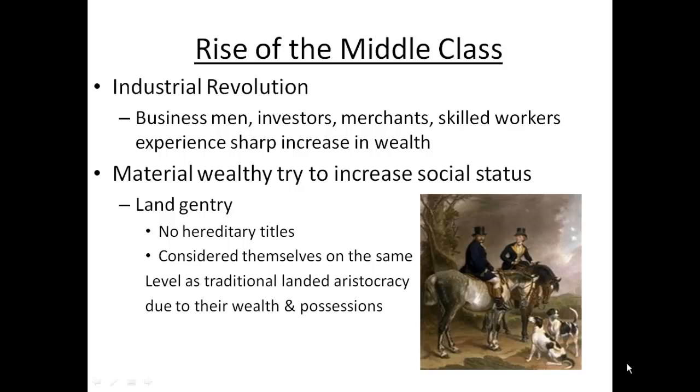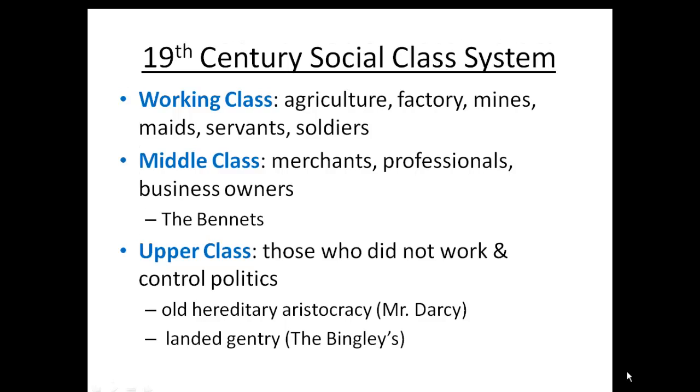They purchased land, settled in elaborate and luxurious country mansions, and became known as the landed gentry. They had no hereditary titles, but they considered themselves on the same level as traditional landed aristocracy due to their wealth and possessions. By the 19th century, a social class system consisting of three distinct groups had established itself in England.